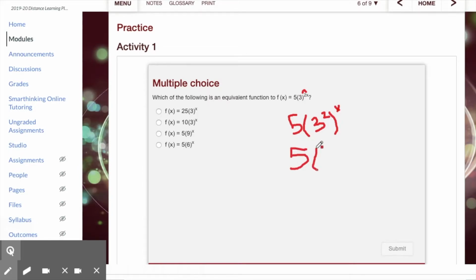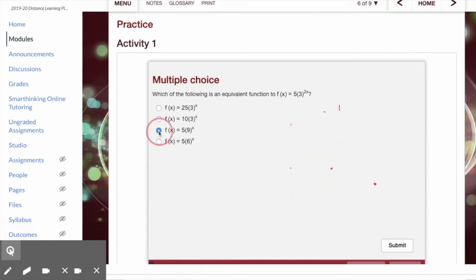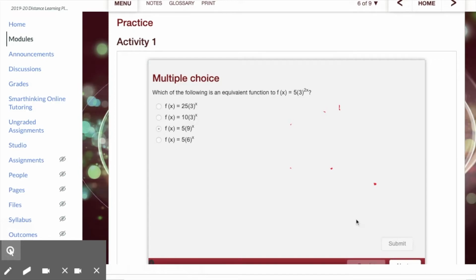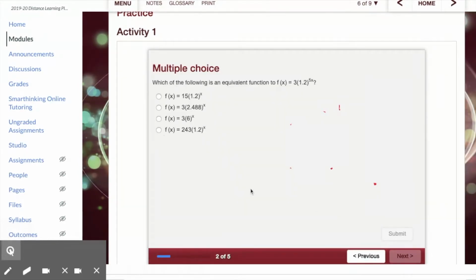Now the 5 is going to remain on the outside. I cannot change that, but 3 to the power of 2 is 9. And then all I'm left with as an exponent is going to be x. I absolutely cannot multiply 5 times 9 due to PEMDAS, so it must stay like that. Let's go ahead and click my answer and submit. That looks great. Sweet. Let's go next.